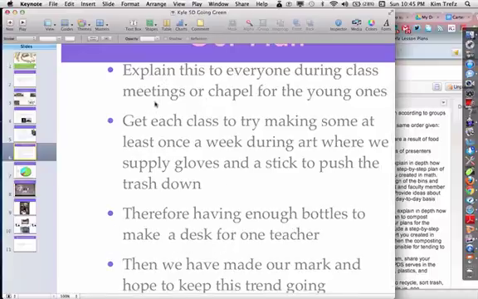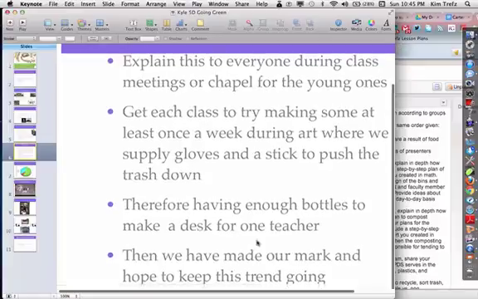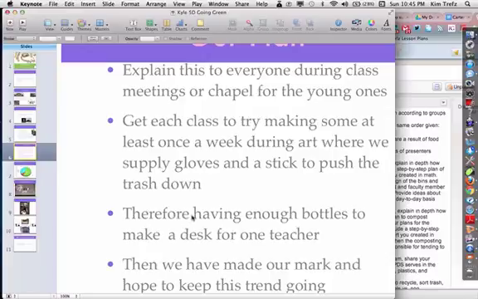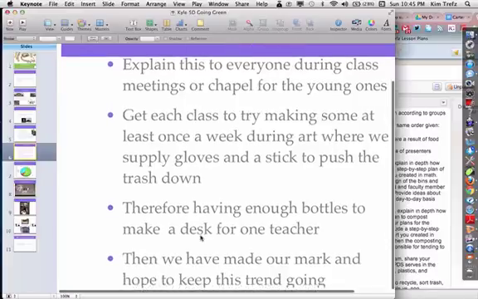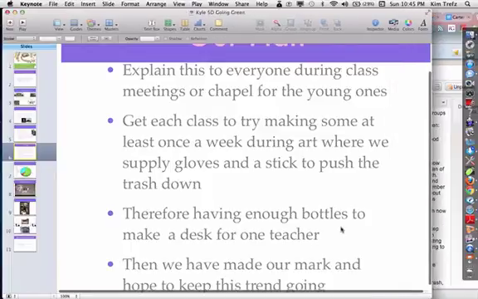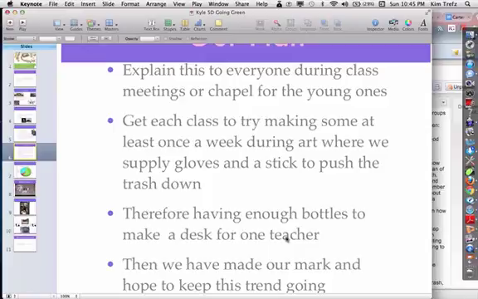Okay. You started off with verbs here, and then you went to a transition word. We need to work on this bullet point, just the sentence structure here. But your goal is to have enough bottles to make a desk for one teacher. Okay, and be thinking about other uses of these bottle bricks other than a desk for a teacher. Think about other ways that you could use these bottle bricks more effectively.